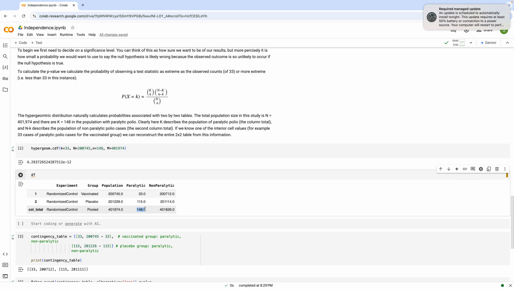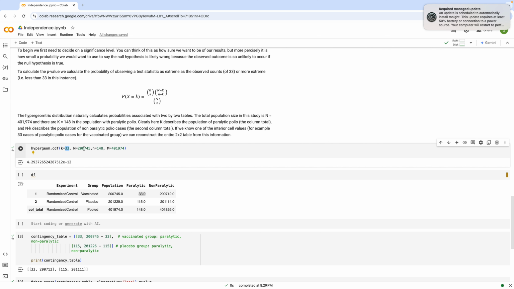What we're going to calculate is this: we're randomly assigning half the population, and the population here has a total of 148 cases of paralytic polio. Half of it is going to the vaccinated group, half to the placebo group. What's the probability that we're assigning 33 or fewer cases of paralytic polio? Well, we can calculate that with the hypergeometric distribution, using these specific values.